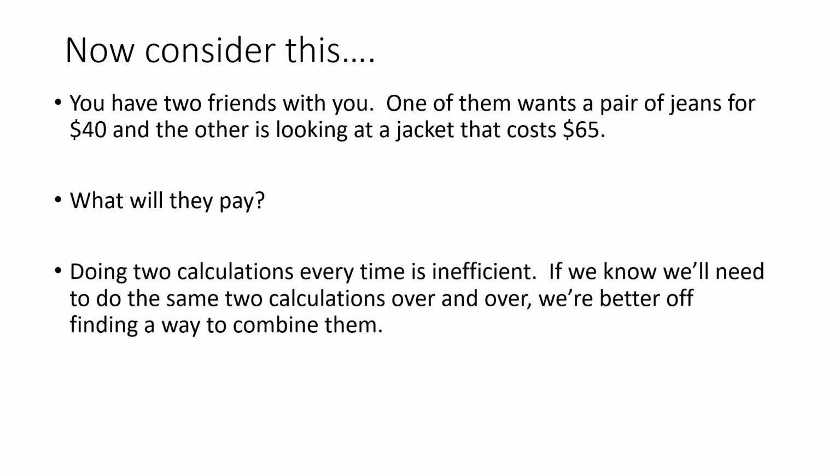Doing two calculations every time is inefficient. When we did that problem, we had to do two separate calculations. We had to find the 20% discount, and then the 10% for the tax. You have to find one and then physically do the other calculation. It works, and if you were only looking at the t-shirt, it would be fine. But if you know you're going to do the same two calculations over and over, and your friends want to do it too, and you're all paying separately.